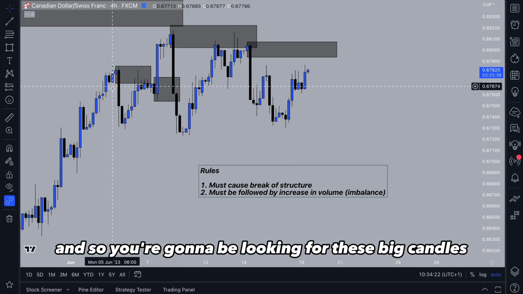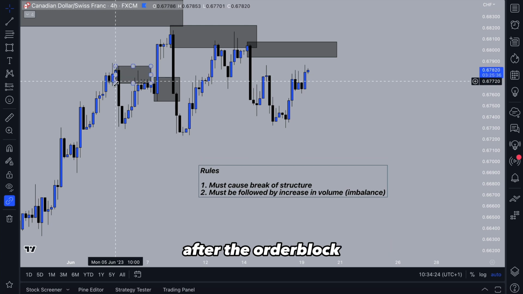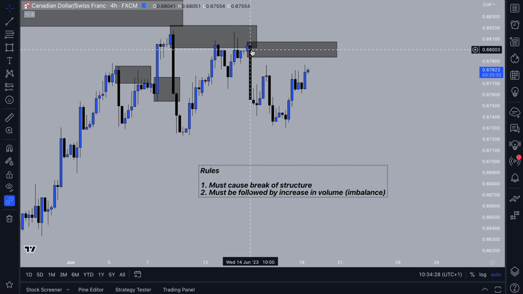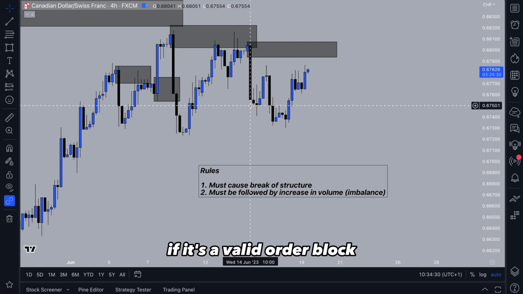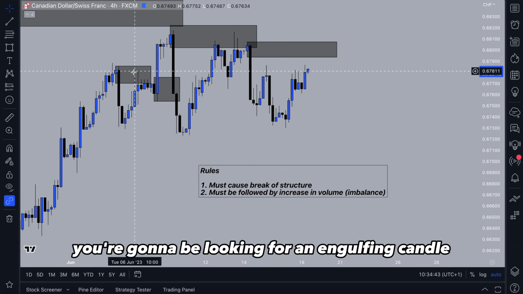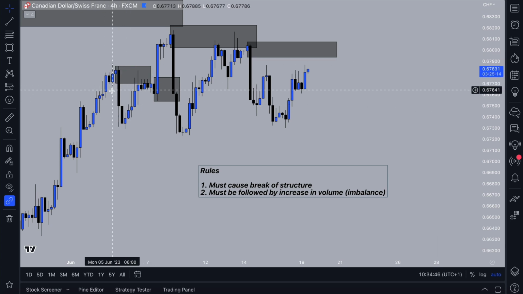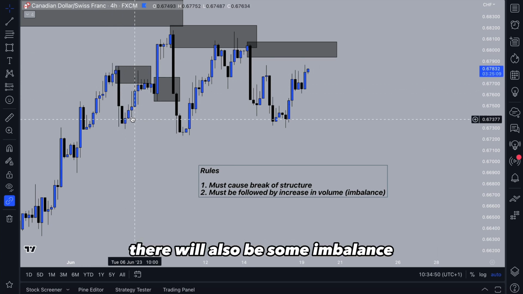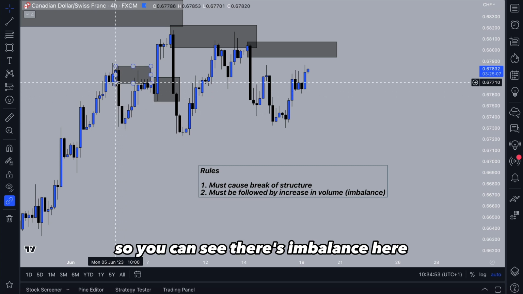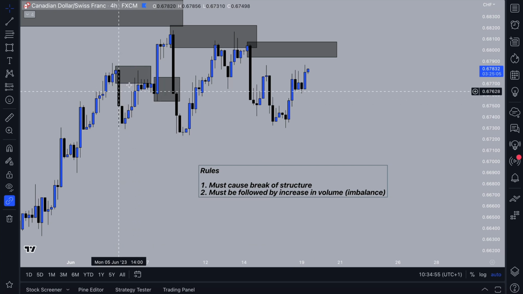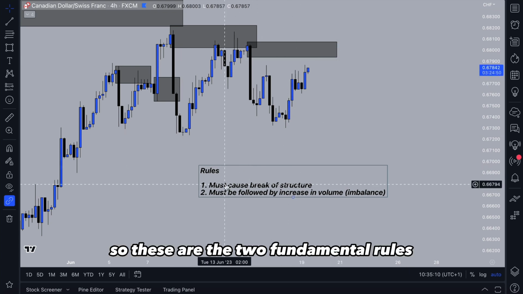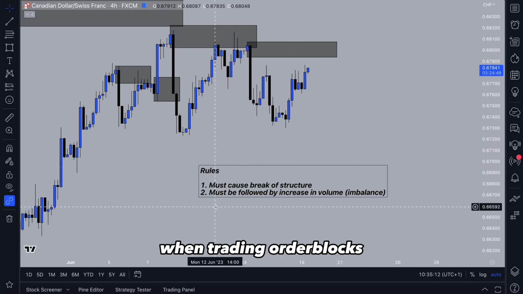And so you're going to be looking for these big candles after the order block that you were looking at. As you can see, there's a big candle there, big candle, big candle. It's always a big candle if it's a valid order block. And two ways to look at this. You're going to be looking for an engulfing candle as a minimum after the order block. And ideally, there will also be some imbalance. So you can see there's imbalance here and imbalance in all of these order blocks I've marked up. So these are the two fundamental rules that you're going to want to follow when trading order blocks.